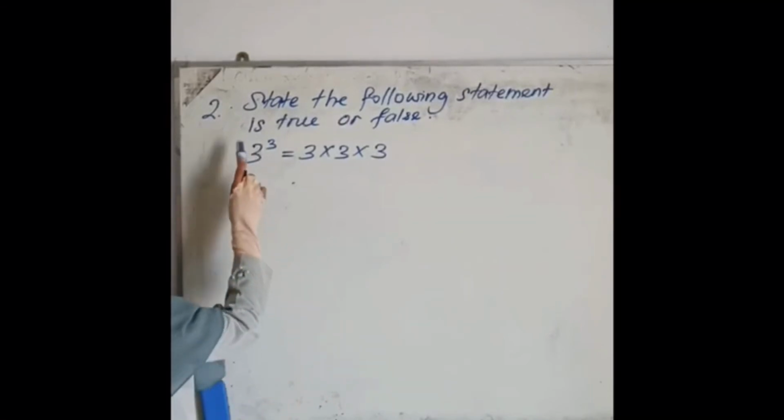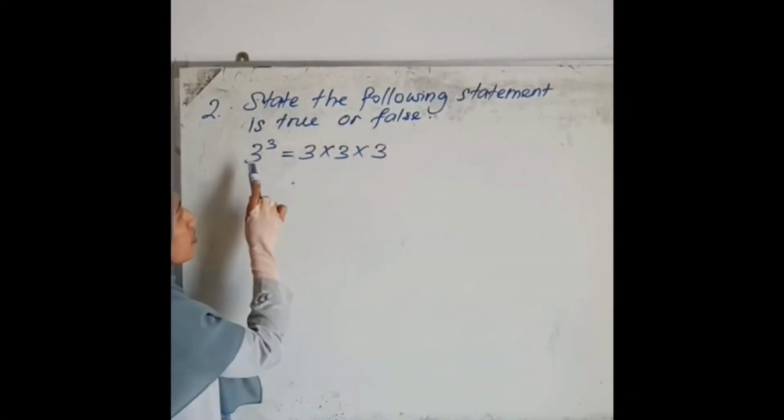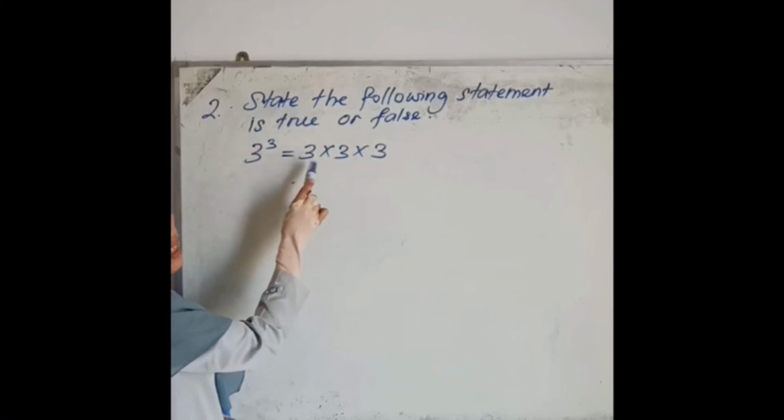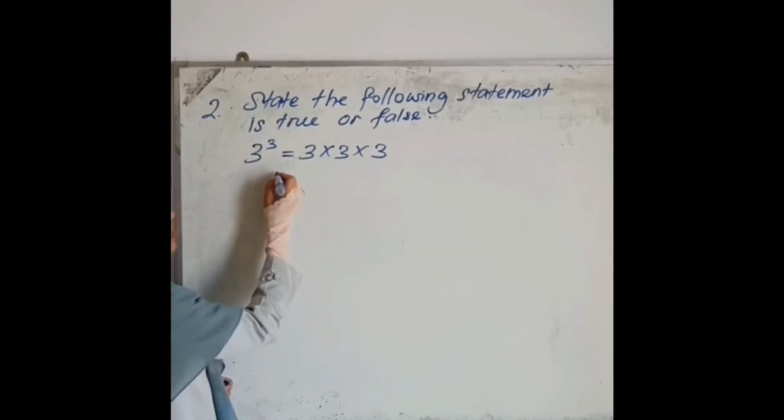Number 2, state whether the following statement is true or false. 3 cube equals 3 times 3 times 3. So the statement is true.